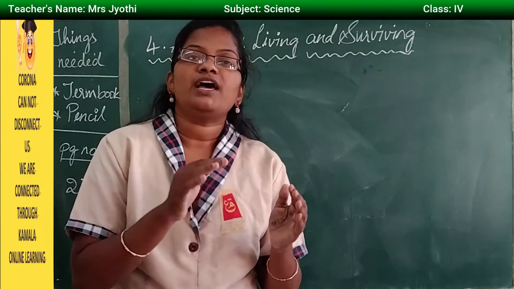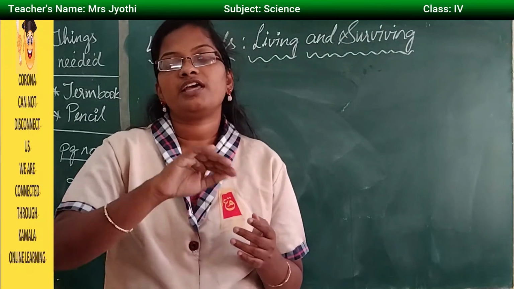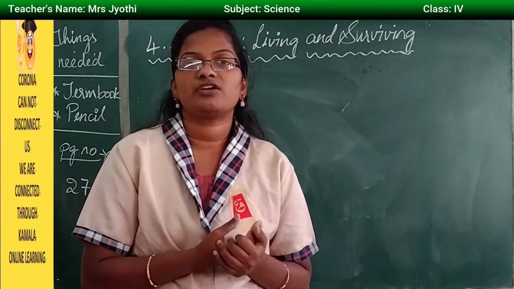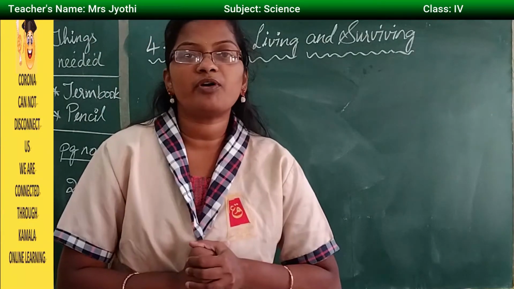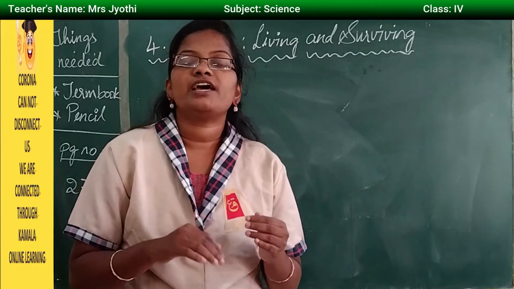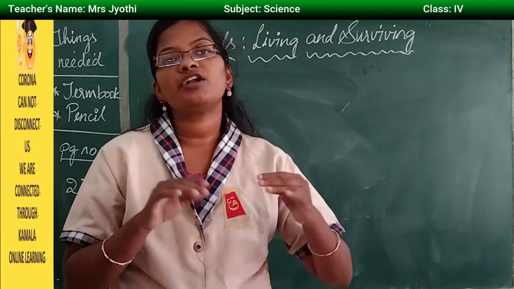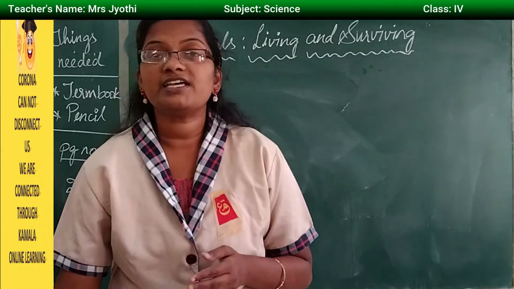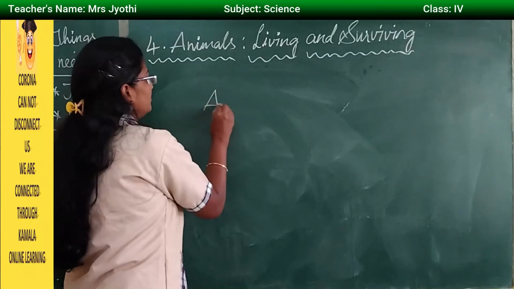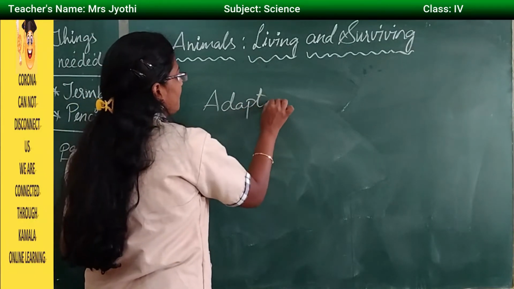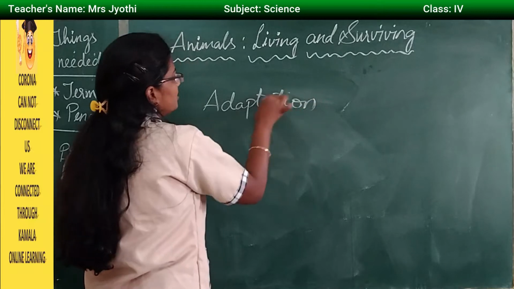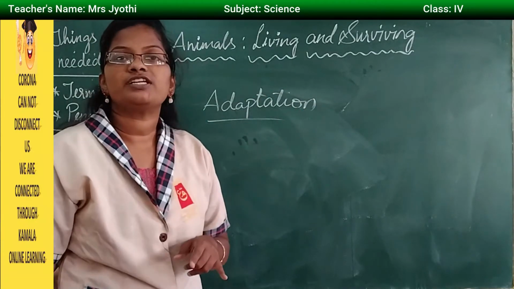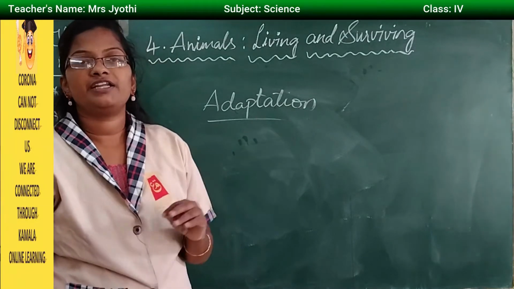Here the camel has adapted itself by making a hump, and for giraffes there is a long neck to eat the leaves which are at the top of the plant. So they have modified their bodies according to the environment. This type of modification we call adaptation. I have told you about adaptation in lesson number 2 also, regarding the plants.